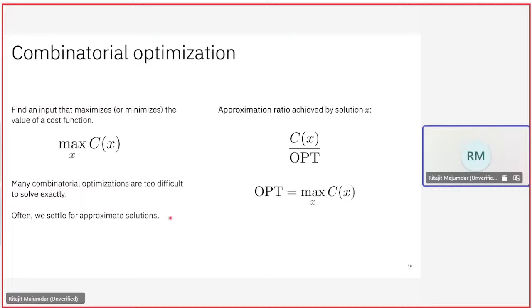This is what we will do for quantum also. We are happy to settle for approximate solutions. There are still no proofs that this is going to happen, but what we can hope is either we find a better approximation ratio than classical, or we find a similar approximation ratio faster than classical. If either of these two happen, if both of them happen, awesome. If either of these two happens, then we are very happy with the quantum solution.